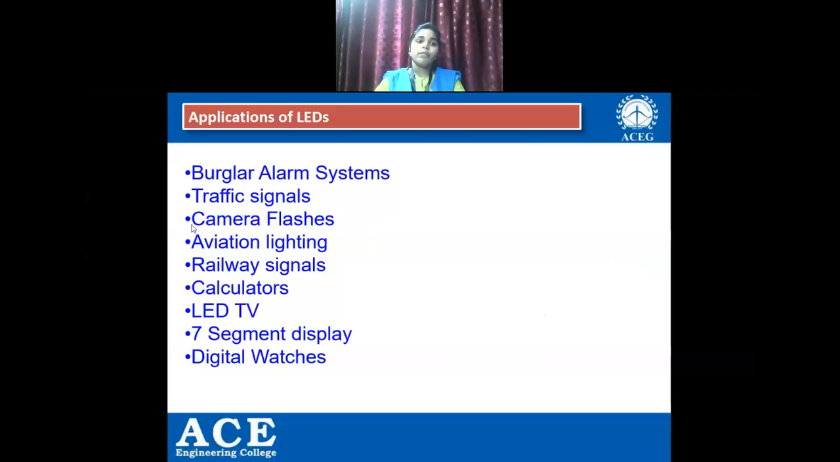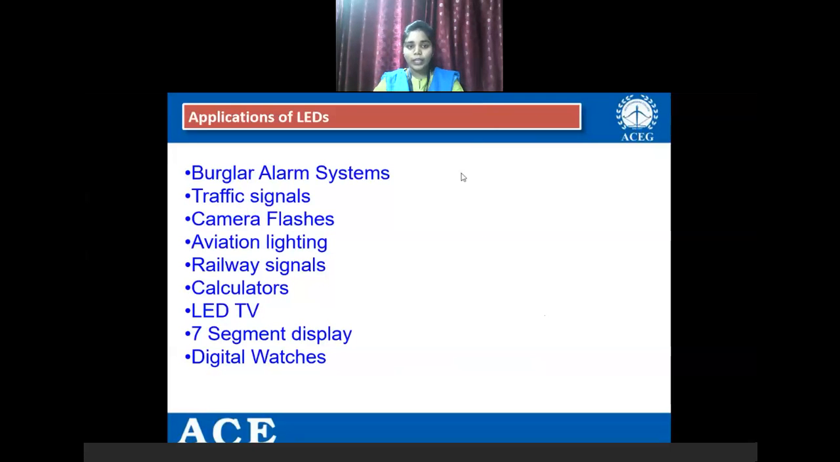And we have mobile phones, in which we have camera flashes; there you can see a white color LED. It is also used in aviation lighting and railway signals. For railway signals also our LEDs are used. And it is used in calculators. Presently we know LED TVs are present. So widely our LEDs are used.